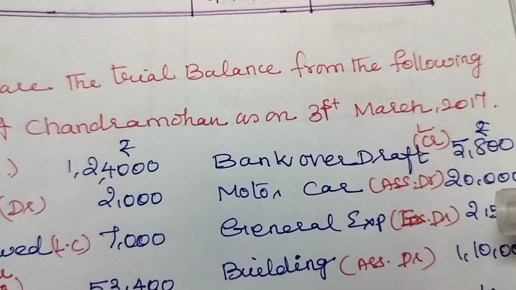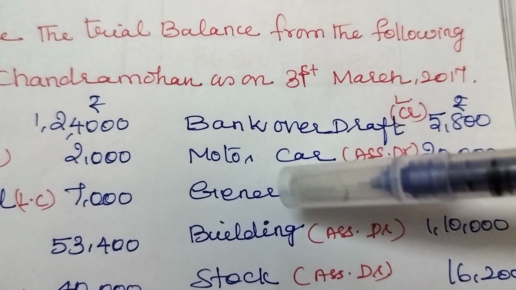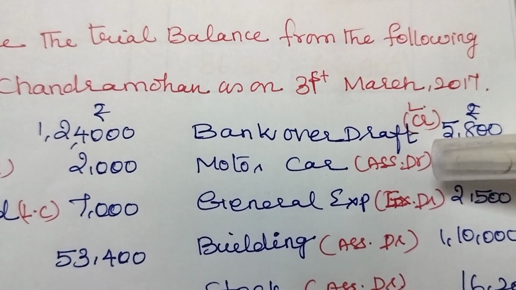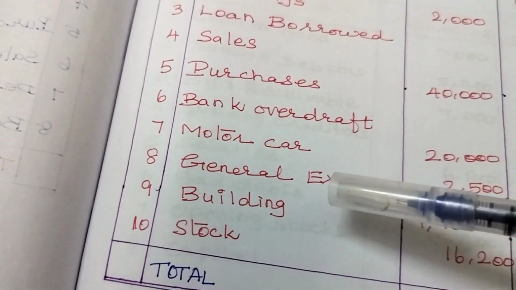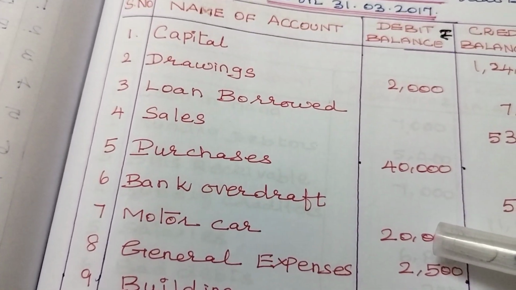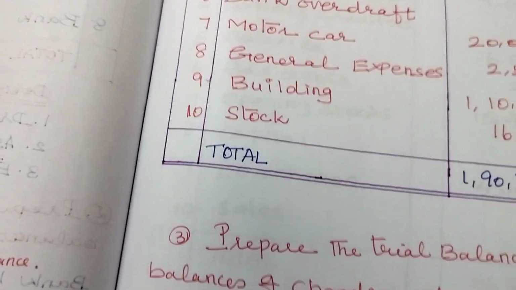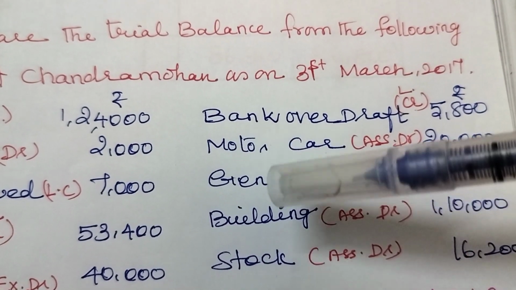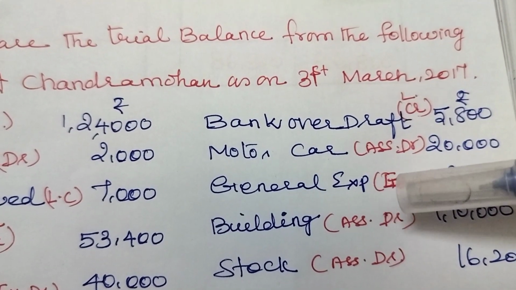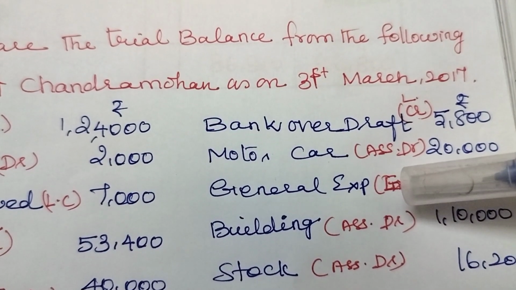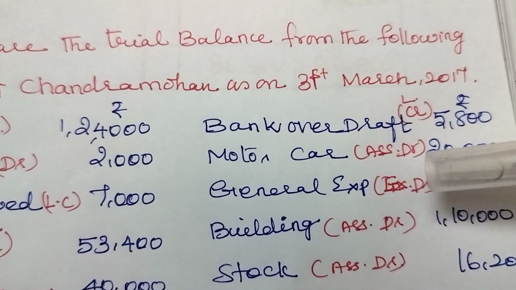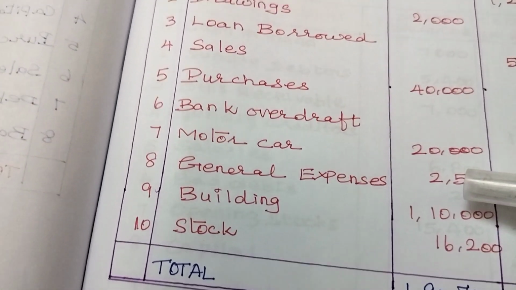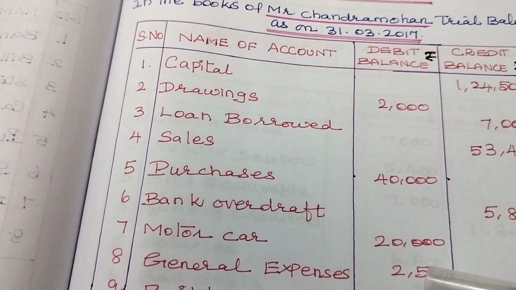Motor car 20,000. Motor car is an asset account. Whenever an asset account increases, we debit the asset account. So motor car 20,000 is entered on the debit balance. Then general expenses 2,500. Whatever the expense, it comes under the expenses account, and the expenses account will be debited. So general expenses 2,500 is entered on the debit balance.